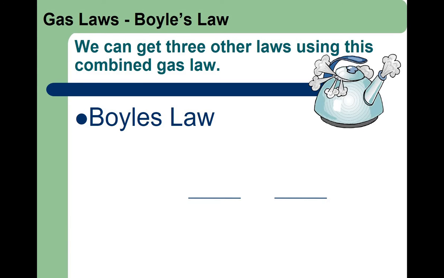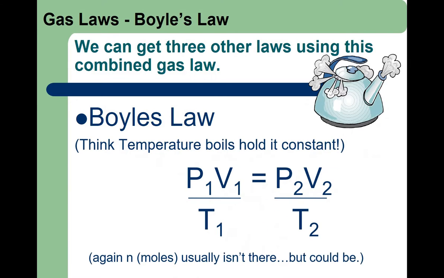All right, the next one that we're going to do as far as laws, and I'm not going to go through an example of each of the laws because it's basically pull out, label, and plug in. Okay, so Boyle's law, to me, I think something's boiling over, right? Boiling over has to do with temperature. So Boyle's law actually holds temperature constant. So temperature goes away from our combined gas law. It's just the combined gas law, but temperature drops out. And of course n could be there, but usually we drop that out too. Usually we hold moles constant because that's sort of hard to change.